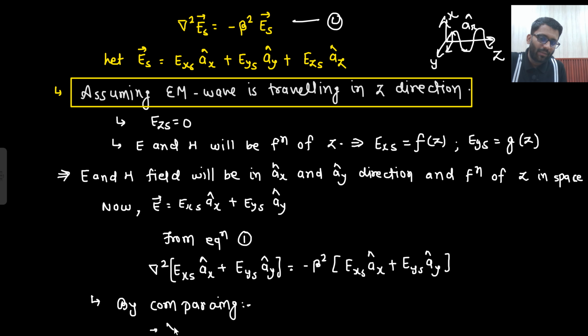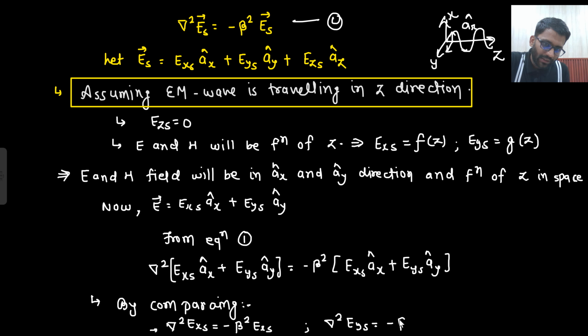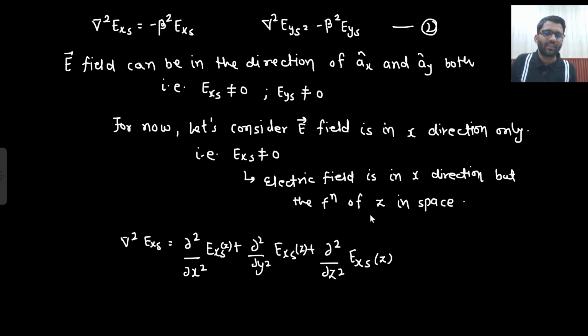Now if I compare, what I am getting, del square EXS minus beta square EXS, and del square EYS is equal to minus beta square EYS. Both equations are the same. Del square EXS minus beta square EXS is del square EYS minus beta square EYS. That means I can solve only one equation. Is that clear to you? So I will solve only one equation.